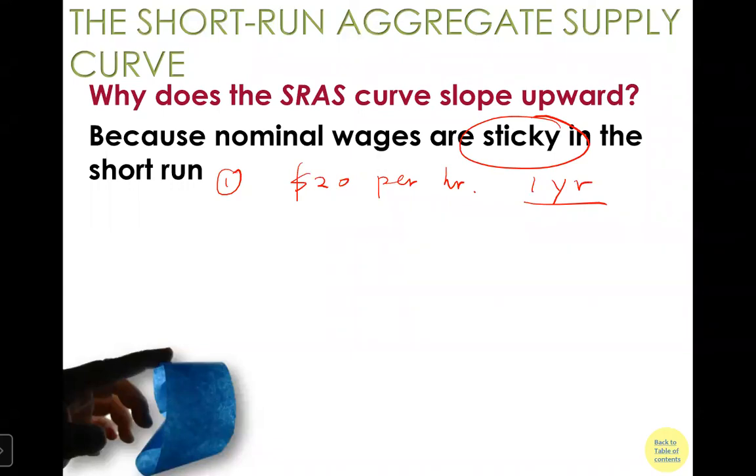Let's say that when I sign the contract, the price level is such that, to simplify the analysis, each burger is going to cost $5.